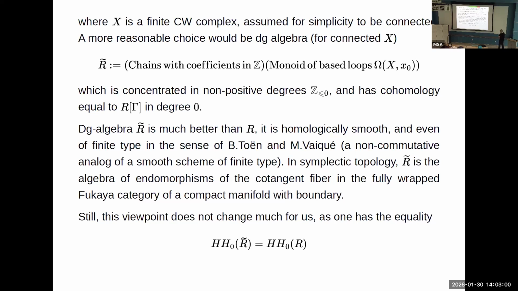Namely, you consider the cotangent bundle of some manifold with boundary. Consider the cotangent fiber at any point, and consider the endomorphism of the wrapped Fukaya category, and also wrapping at the boundary. So you get exactly this guy. It's a more scientific point of view, but for the zeroth Hochschild homology, it doesn't change anything, because if you just move things to the left, you still get the same quotient by commutants. So it's all advanced science, completely irrelevant for my talk here.